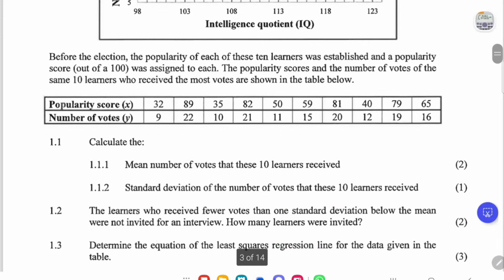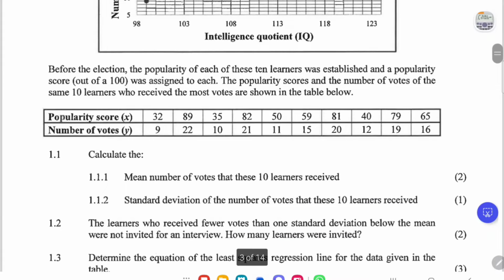So we have two things that we're really comparing. Their IQ with the votes and then the votes with the popularity score. Okay, so the first question says calculate 1.1.1, the mean of the votes that these 10 learners received. But I also want you to note that the second question asks for standard deviation. So in this scenario, you do not need to go take your votes and start counting them one by one. We can use the calculator to calculate this, okay, by using the stat option. Okay, so let's get into this.